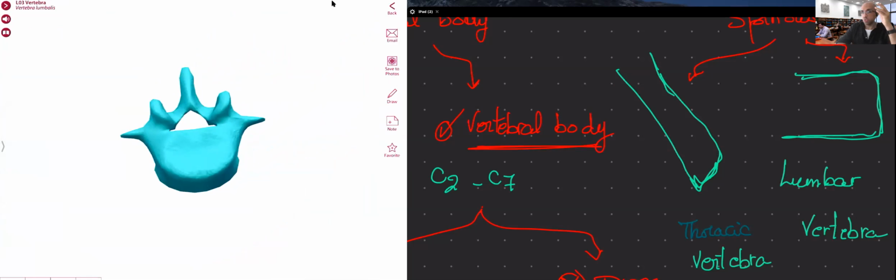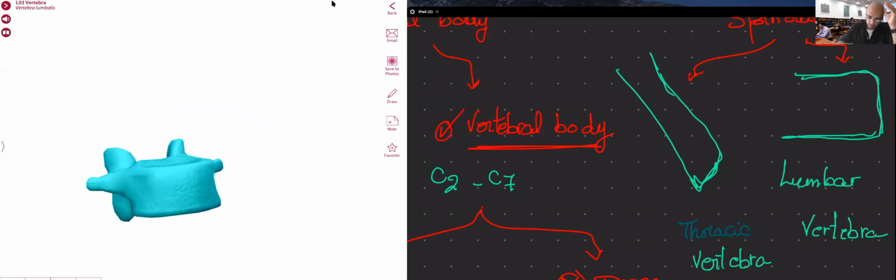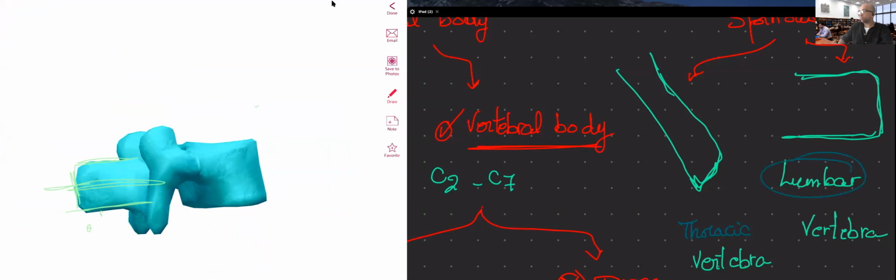What is the next thing that you need to check? If it's either thoracic or lumbar, check how the spinous process looks. Is this pointing downwards, or is it blunt and traveling horizontally? What do you think? Blunt and horizontal. So this is going to be what type of vertebra? It's going to be a lumbar vertebra.